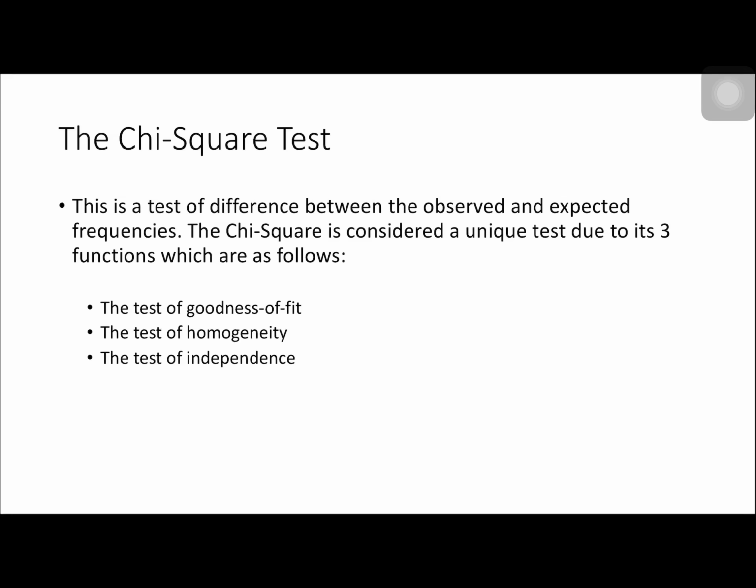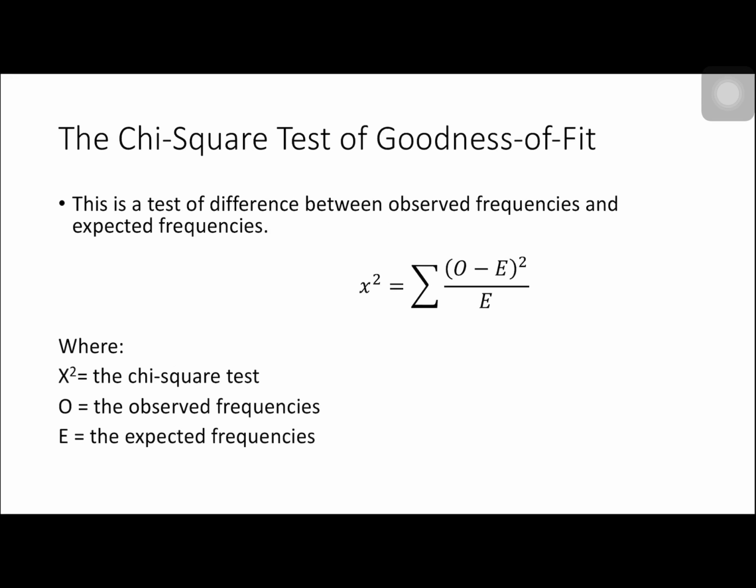The first nonparametric test is the chi-square test. This is a test of difference between the observed and expected frequencies. The chi-square is considered a unique test due to its three functions, which are as follows: the test of goodness of fit, the test of homogeneity, and the test of independence. For the chi-square test of goodness of fit, this is a test of difference between the observed frequencies and the expected frequencies.